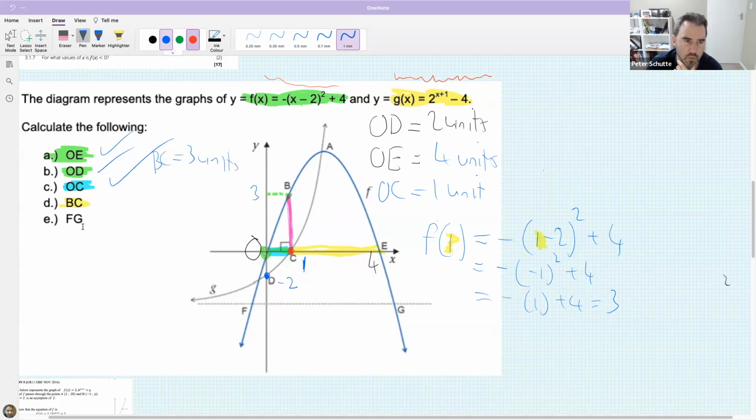Okay, last one and the toughest one, FG. If I want to find FG, FG is the distance between here, oh, this is a toughie, and here. Well, okay, it's not actually that bad, but if you want to find, let's have some ideas. We can do this together collaboratively. Where do you think we should start for FG? What's noticeable about FG?